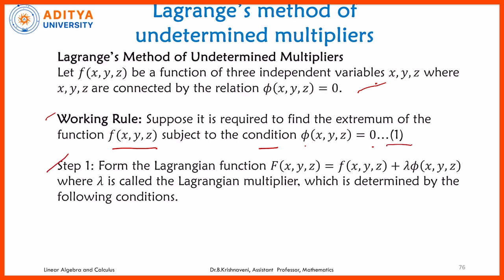Now, let us start with step 1, that is, we need to form the Lagrangian function given by capital F of xyz is equal to small f of xyz plus lambda phi of xyz. Here lambda is called the Lagrangian multiplier, which is determined by the following conditions.